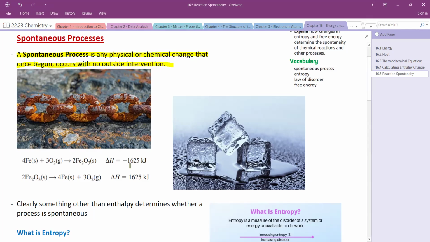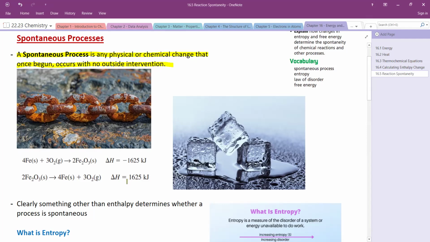Delta H for this reaction is negative 1,625 kilojoules, which means this is an exothermic process, right? And we talked about in the last couple of videos, if we flip the reaction and we go the other way, going from rust to iron, we see that this delta H is in fact now positive, meaning this is an endothermic reaction.